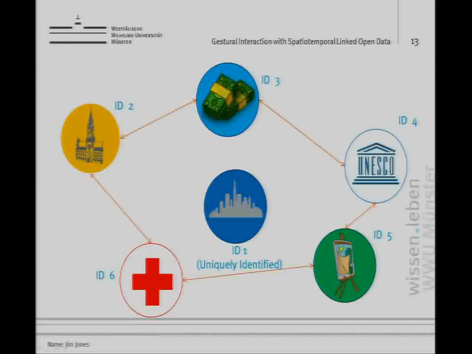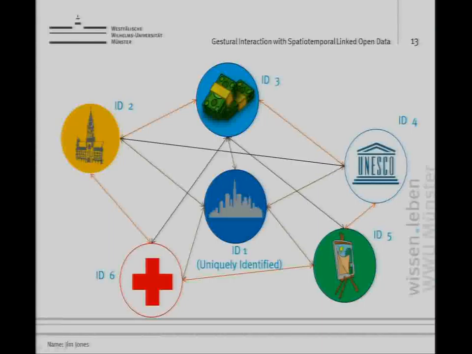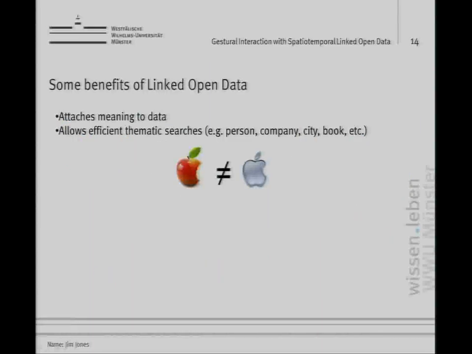As soon as you put your data into the linked open data network, you can establish links to that and put more meaning and also get more value from your data. Just wrapping up, some benefits: you can attach meaning to data so computers can also understand what things are. It allows efficient thematic searches, like not only looking for an apple, but saying a company that's called Apple, so a computer knows what you mean.